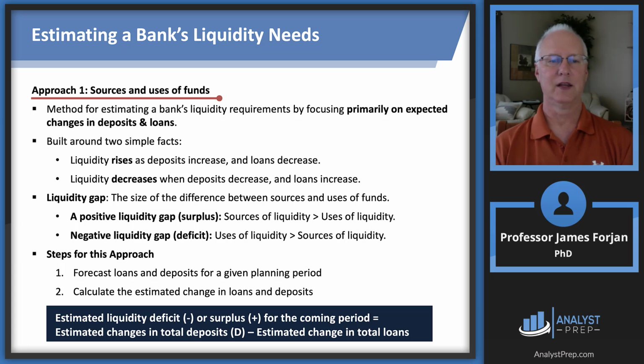So let's identify this liquidity gap, the size of the difference between sources and uses of funds. Of course, there can be a positive liquidity gap or a negative liquidity gap. We just called those surpluses and deficits on a previous slide. Now, how do you go about using this approach? Well, let me go back to that previous slide. What was that key word there? Anticipate. So forecast loans and deposits for a given planning period, and then calculate those estimated changes in loans and deposits. And down there in the bottom box, there's a good old formula for you.